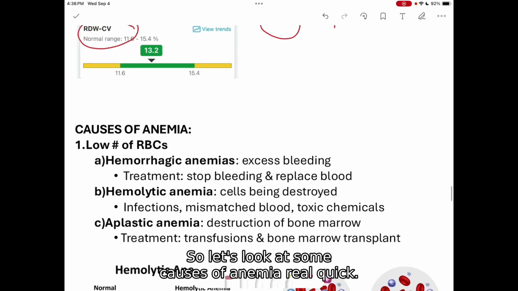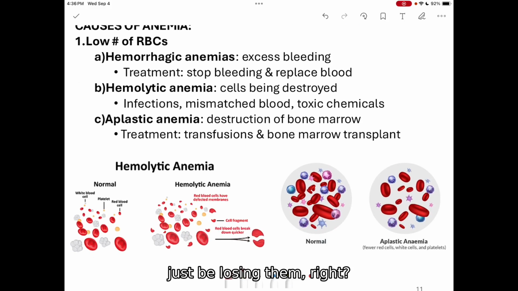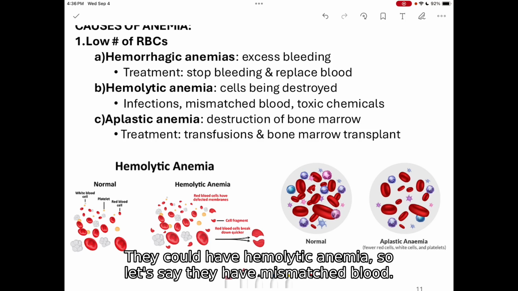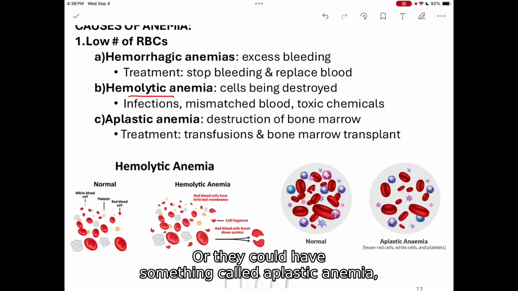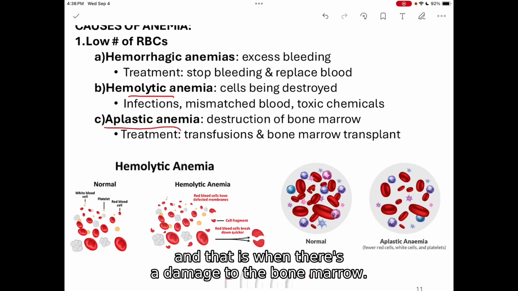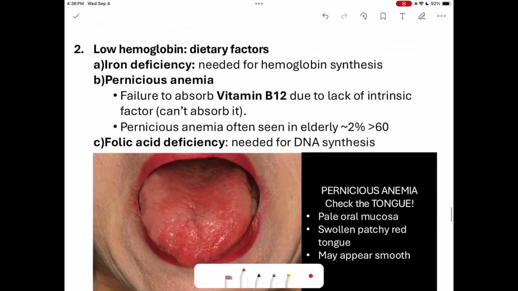So let's look at some causes of anemia real quick. We know if somebody has low red blood cells, they could just be losing them, right? They could be bleeding. They could have hemolytic anemia. So let's say they have mismatched blood. That just means they're making red blood cells, but they're lysing. Or they could have something called aplastic anemia. And that is when there's damage to the bone marrow. But that would show up in the low red blood cells.